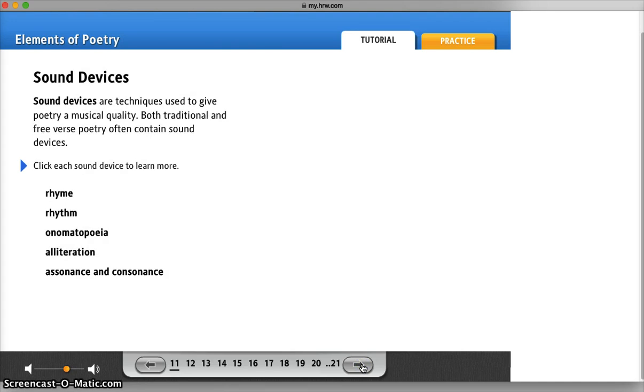Okay, so this slide is talking to you about sound devices. And for our sake of our unit, we're going to be calling them figurative language, and we're really just focusing on these two, onomatopoeia and alliteration. There'll be another slide that talks about 4 other types that we'll get to.